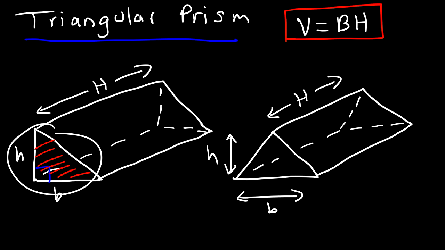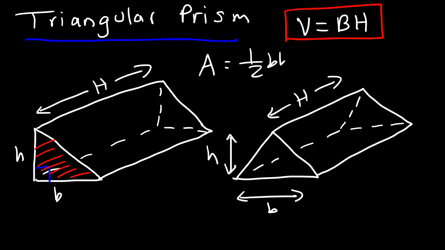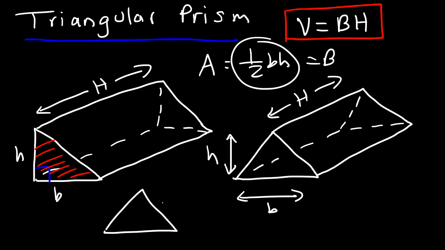For a right triangle, you can calculate the area using this formula. It's 1/2 base times height. So this would equal capital B. Now let's say if you have an equilateral triangle where all 3 sides are the same. The area is the square root of 3/4 times s squared.